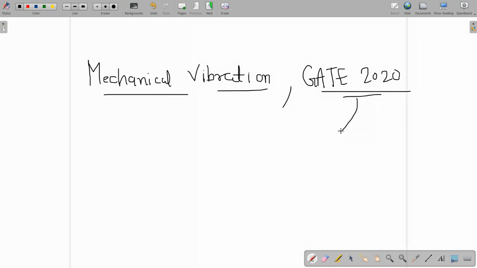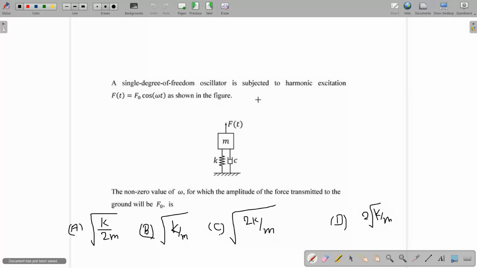This question was asked in 2020, and it is very conceptual. It requires the fundamentals. If you know the theories of vibration very well, then you can solve the question easily. Otherwise, this is a honey trap question.